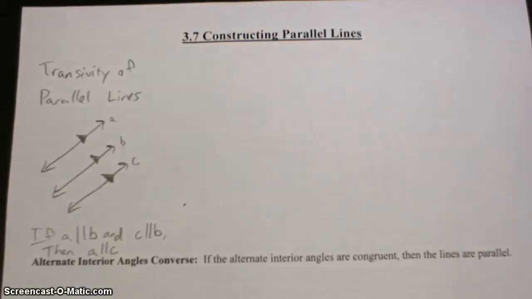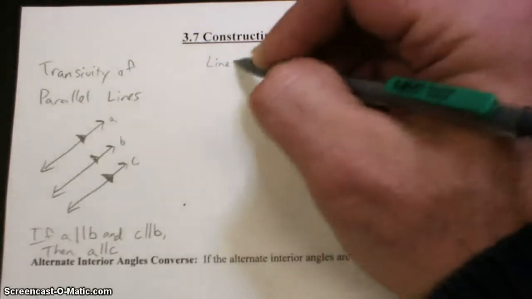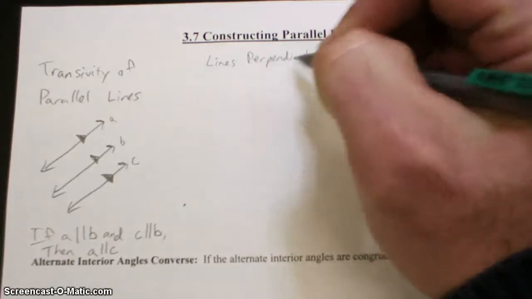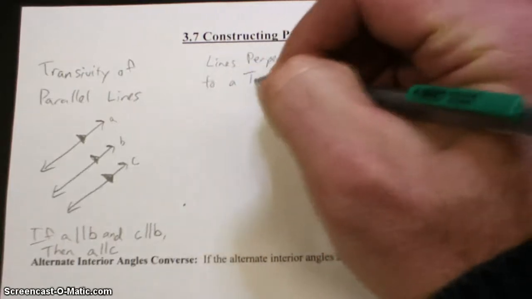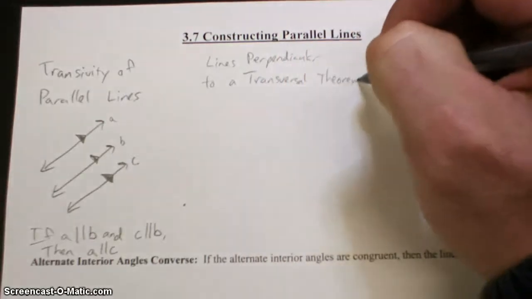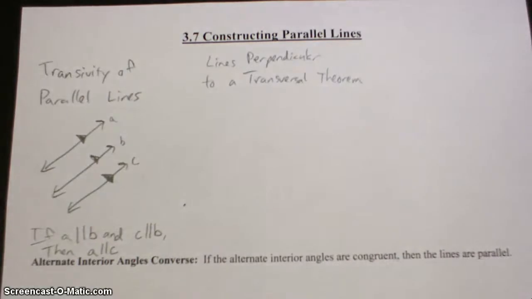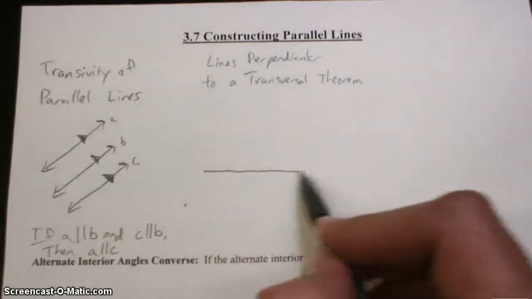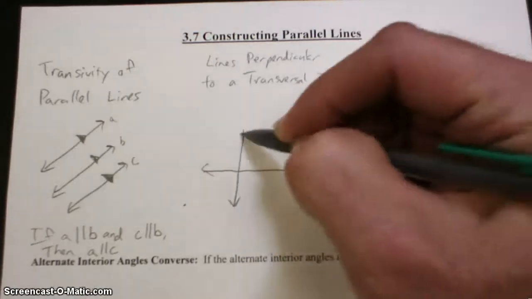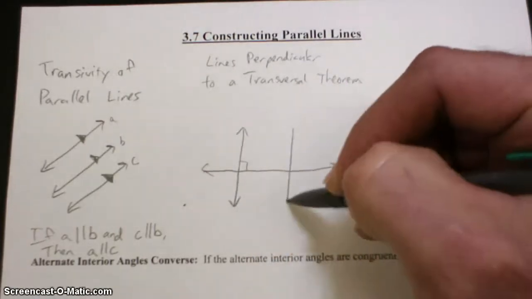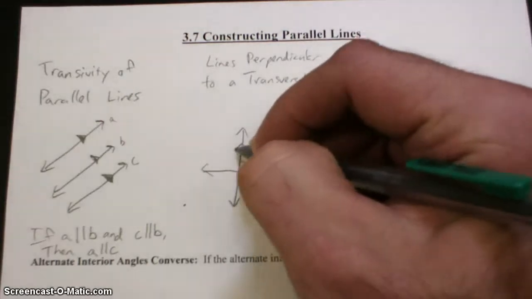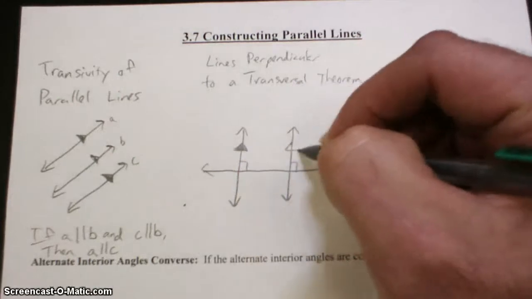Another way to show that I have parallel lines is by using the lines perpendicular to a transversal theorem. The lines perpendicular to a transversal theorem says this: if I have a transversal and I have two lines that are perpendicular to that transversal, then those two lines will be parallel.